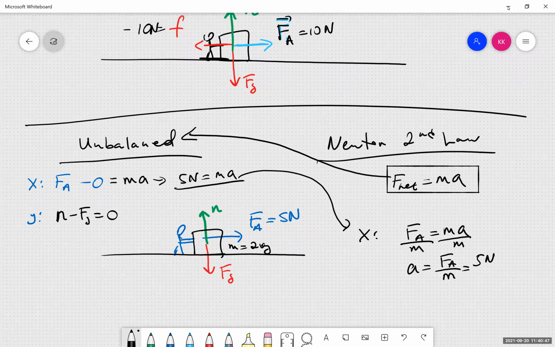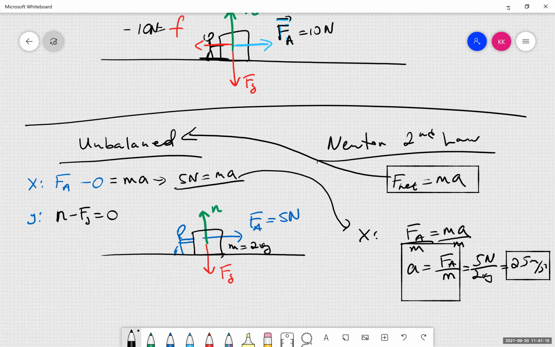In this case, 5 newtons divided by 2 kilograms, then I get 2.5 meters per second squared. You can see how I can find this acceleration. Now, this is Newton's second law, which means that if you have non-zero force in one of the directions, in this case the horizontal direction, your acceleration in that direction depends on how much force you have. So that's why this equation always works.